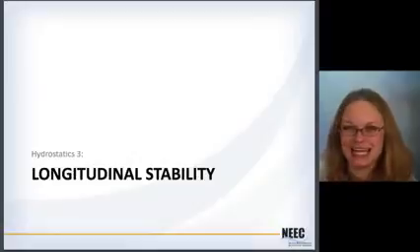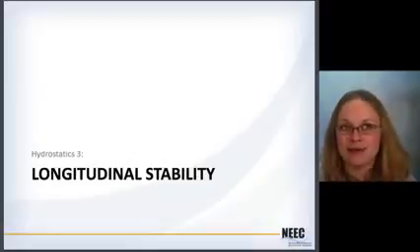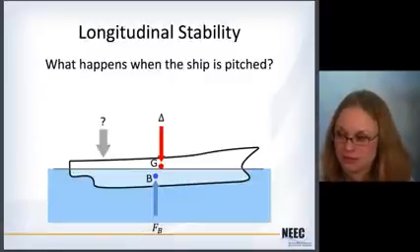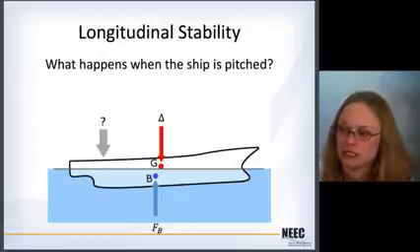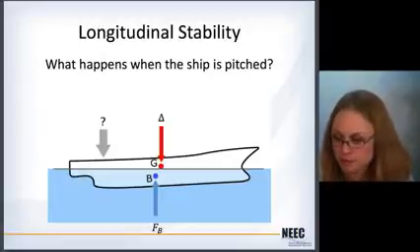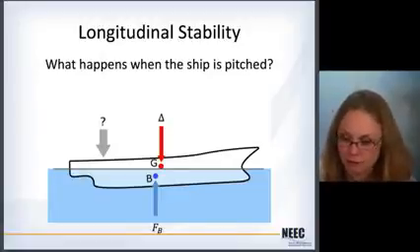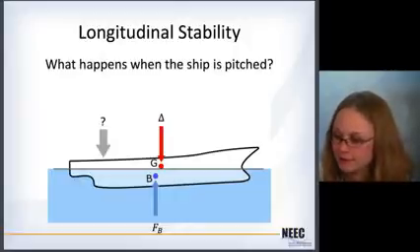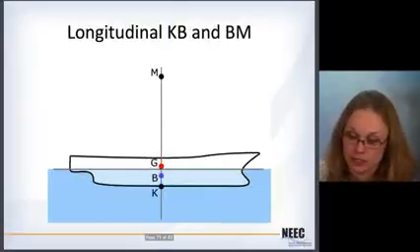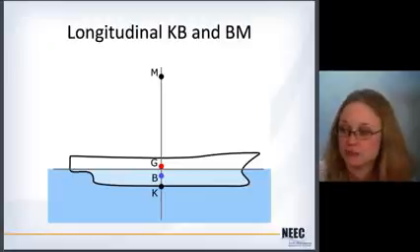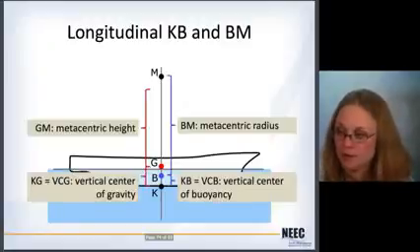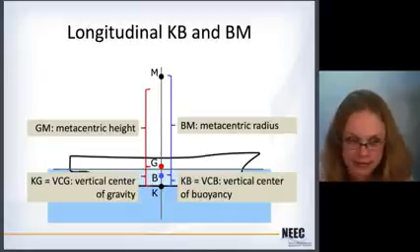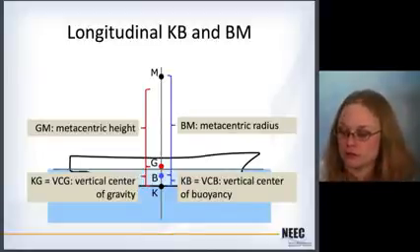Longitudinal stability has a lot of the same concepts, but in practice there are differences. Longitudinal stability is what happens when the ship is pitched. It means you press your finger down on the bow or the stern and see what happens with the ship. Just as with transverse stability, you have a metacenter, you have G, B, and K, and they're defined in exactly the same way. These are just the longitudinal versions here.